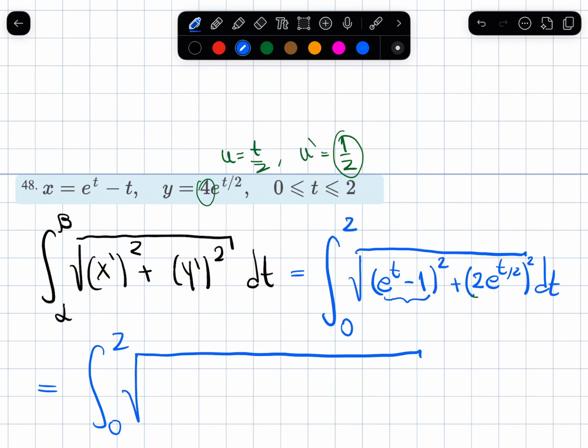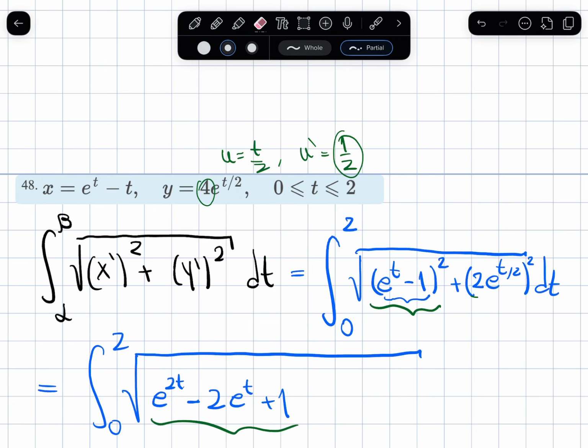And now big roots. Now I have to FOIL this first number. This is going to give me square root of the first, 2 e to the power t. This is a negative right here. And then plus 1. All of this is just me foiling this. So again, double check. FOIL it yourself. And then squaring the second one is a little easier. I just square the first one. Square 2, that's 4. And square e to the power t over 2. Just power of a power, just multiply the powers. It's t over 2 times 2, which is just t.